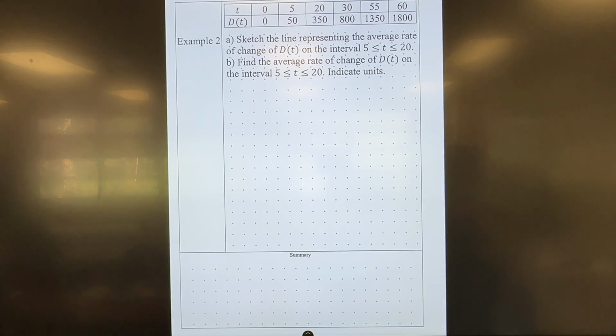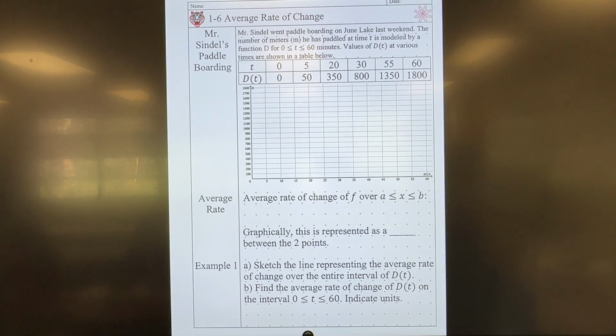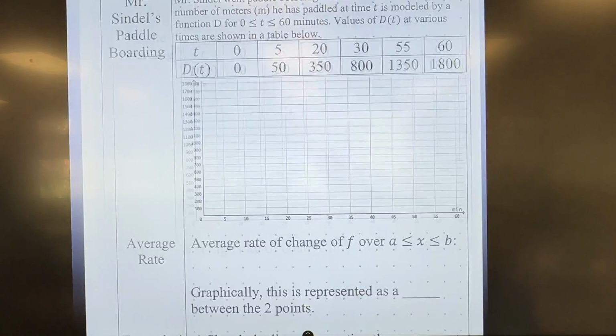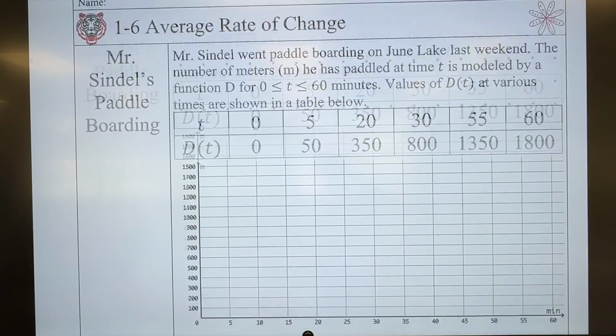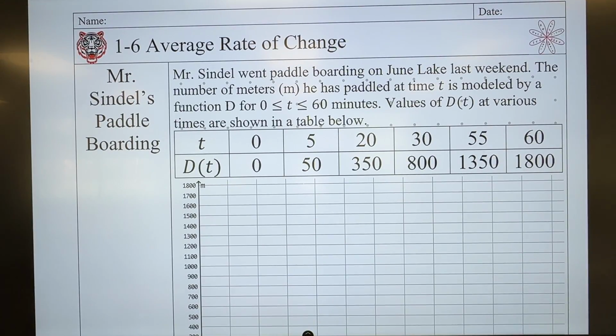So my objective today is to be able to find the average rate of change from a graph and a table. Exactly, yep. All right, so Diego, do you want to read my paddleboarding?